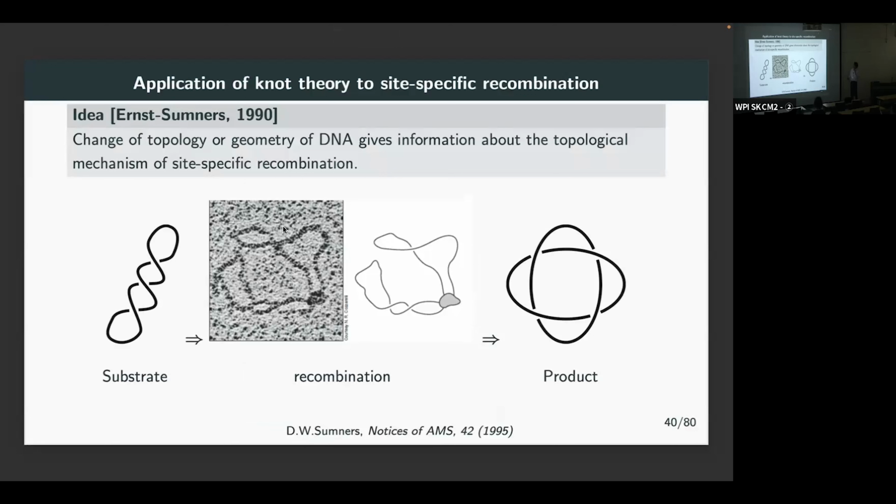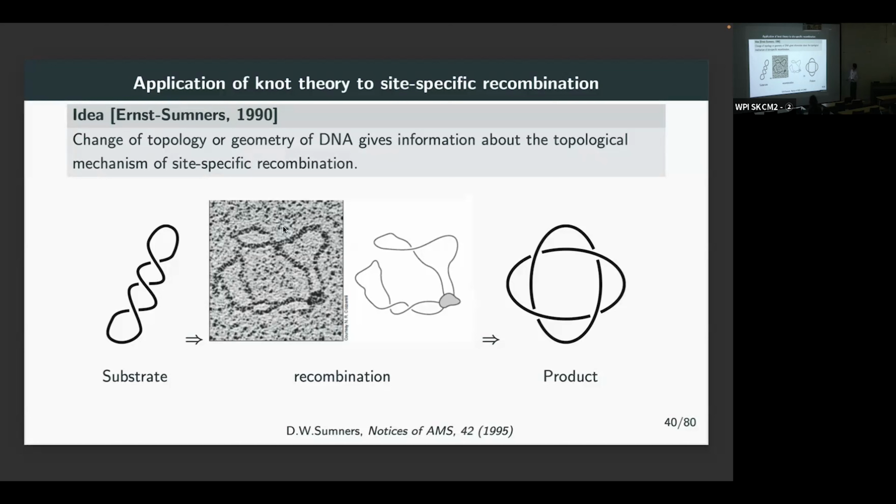And so this is an idea by Ernst Sumners. If you consider enzymatic action on DNA, in this case we will consider site-specific recombination, which I will explain later. If some enzyme called recombinase acts on the DNA, sometimes it changes the topology of the DNA. So first, you have the substrate. This is just a trivial knot. The topology of this DNA is just a trivial knot.